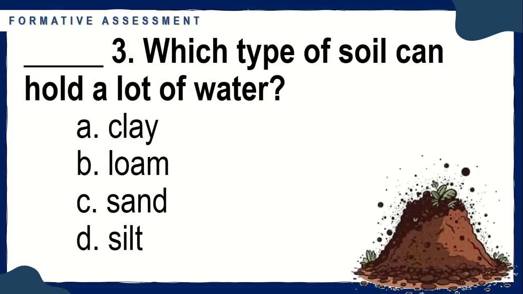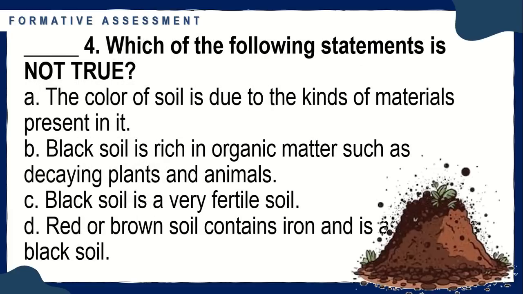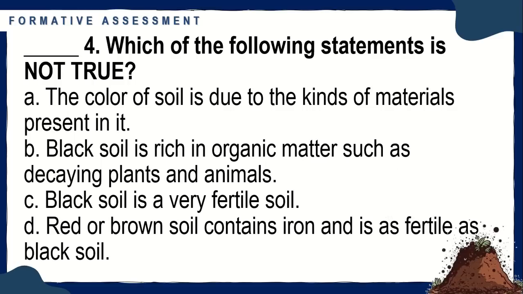Number 3. Which type of soil can hold a lot of water? A. Clay, B. Loam, C. Sand, D. Silt. Number 4. Which of the following statements is not true? A. The color of soil is due to the kinds of materials present in it. B. Black soil is rich in organic matter such as decaying plants and animals. C. Black soil is a very fertile soil. Letter D. Red or brown soil contains iron and is as fertile as black soil.